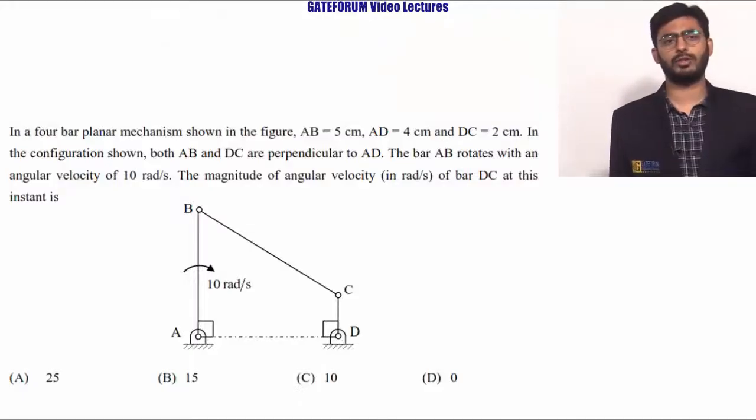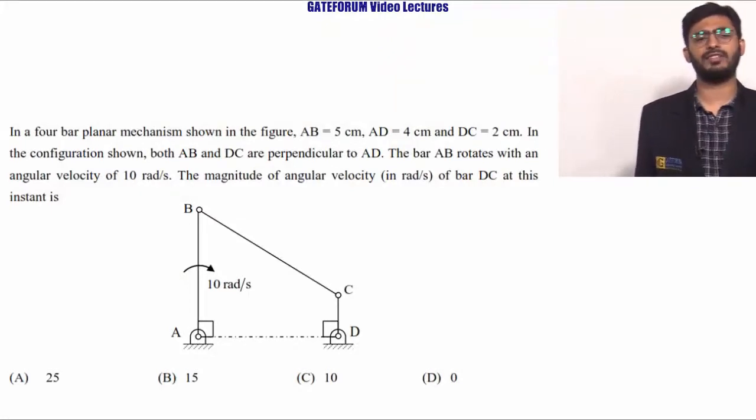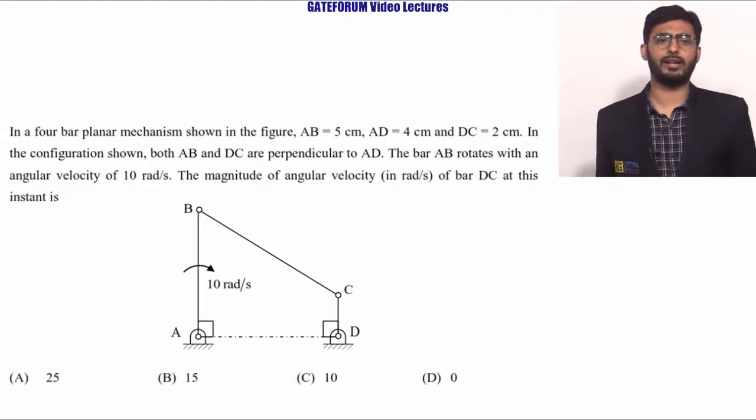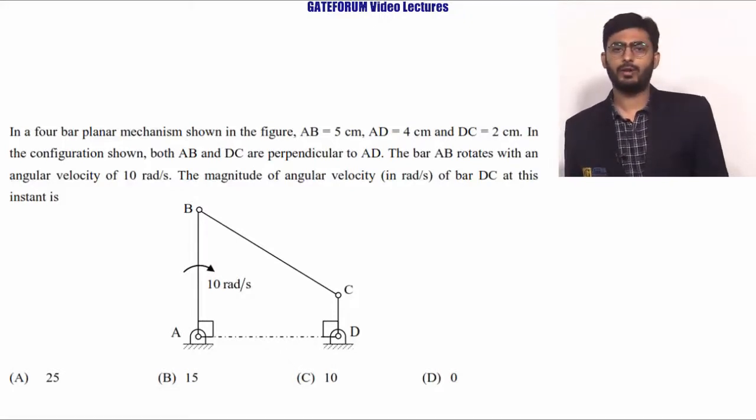This question belongs to the topic Theory of Machines, from Mechanisms, Analysis of Mechanism. Now here is the question. In the 4-bar planar mechanism shown in the figure, AB is equal to 5 cm, AD is equal to 4 cm and DC is equal to 2 cm.